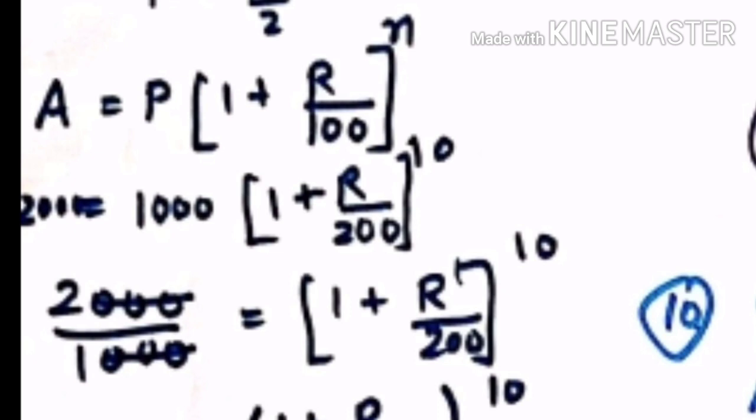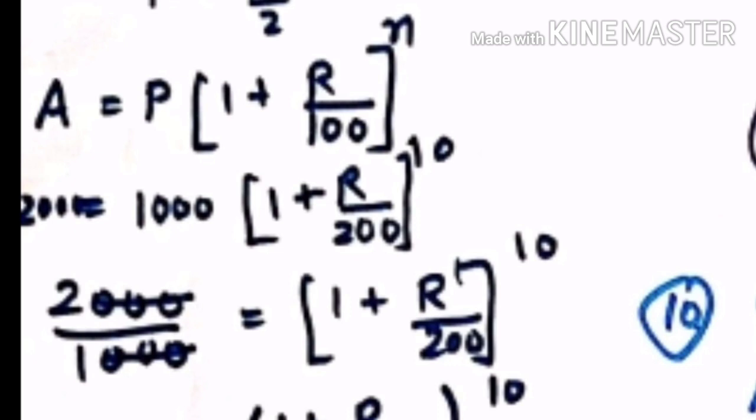A is equal to P times (1 plus R upon 100) power n. Amount is 2000, principal is 1000, 1 plus R upon 200. Why 200? Because I already explained that here the rate will be divided by 2, and that I am placing here. So R by 2, and there is 100 already, so it becomes R by 200 power 10.